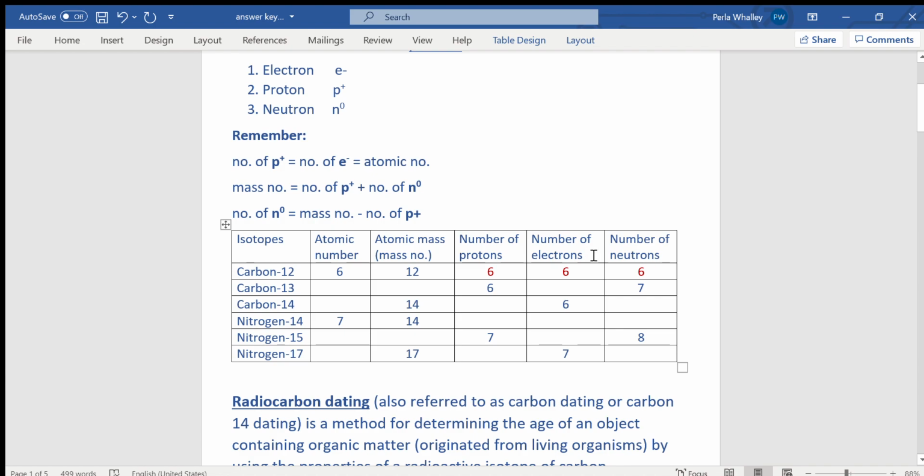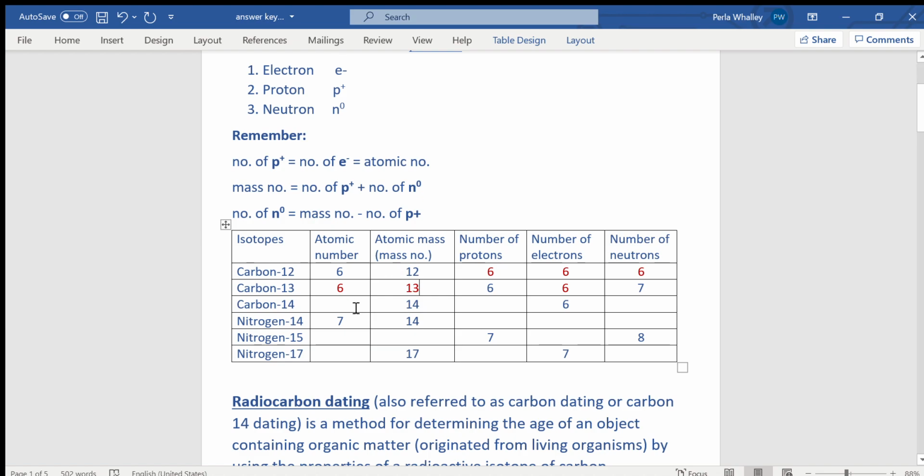For carbon-13, the given is the number of protons. So protons is equal to the electrons. That would also be 6. And the atomic number will also be 6. Okay, so how about the atomic mass or the mass number? The mass number is equal to the number of protons plus the number of neutrons. So that is 6 plus 7. The answer is 13.